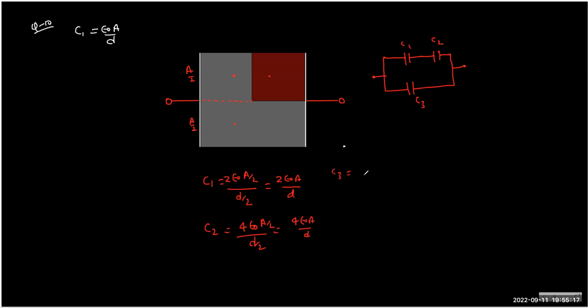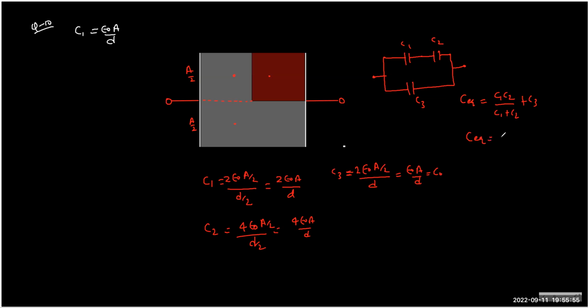And what is C3? So C3 is epsilon not, which is I think 2 again. 2 epsilon not A by 2, but it's full D, right? Actually, we can take epsilon not A by D as some constant, C naught. So now the C equivalent is C1, C2 upon C1 plus C2 because they are in series, in parallel with C3. So C equivalent is how much? That is coming 4 by 3 epsilon not A by D.